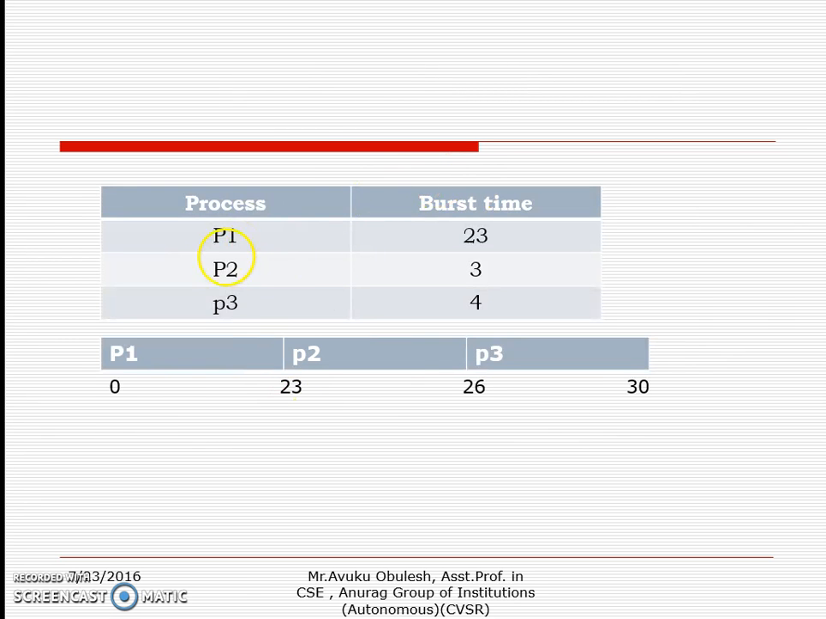Here is a small example for understanding. Three processes. Process P1 burst time is 23, which means for giving results P1 should execute 23 milliseconds. P2 needs 3 milliseconds. P3 needs 4 milliseconds.